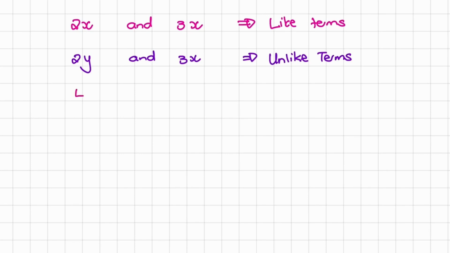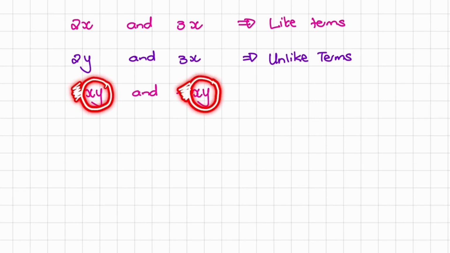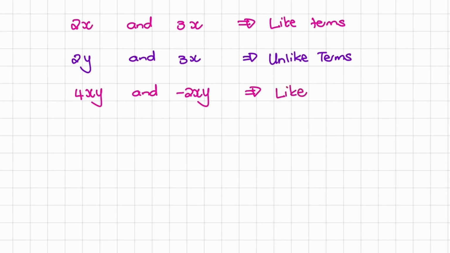If I say 4xy and negative 2xy, we are not concerned about the coefficients when we're looking for like and unlike terms. So imagine that you are blocking out the coefficients and you want to see if the variables and the exponents are exactly the same. And both of them are xy, so they are like terms.